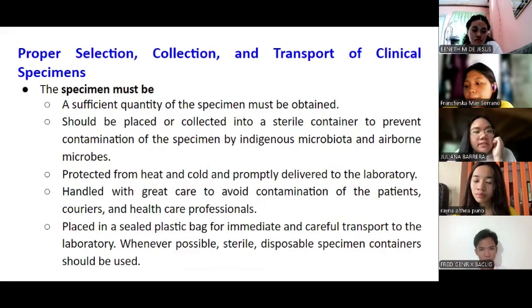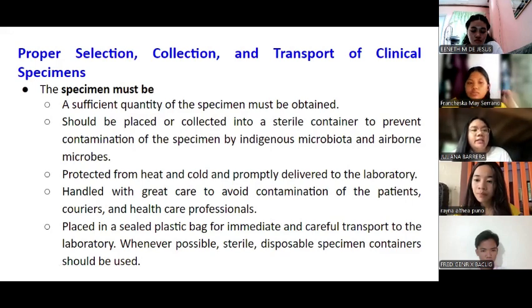Specimen collection should be performed with care and tact to avoid harming the patient, causing discomfort, or causing undue embarrassment. A sufficient quantity of the specimen must be obtained to provide enough material for all the required diagnostic tests. All specimens should be placed or collected into a sterile container to prevent contamination of the specimen by indigenous microbiota and airborne microbes. Specimens should be protected from heat and cold and promptly delivered to the lab.